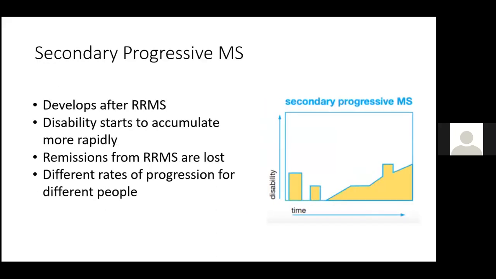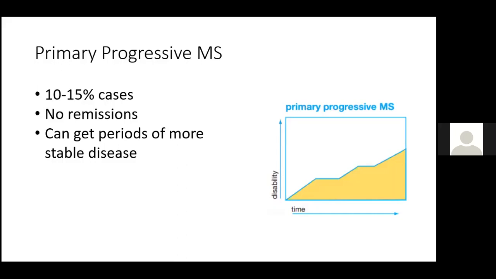Secondary progressive develops after relapsing remitting. The disabilities start to accumulate more rapidly, and the remission phase of relapsing remitting is lost. Again, this happens at different rates of progression for different people. Primary progressive has no remission, but can have periods of more stable disease. That's the less common one.